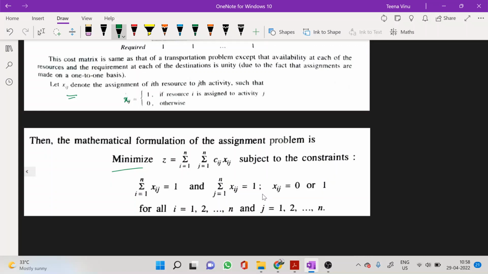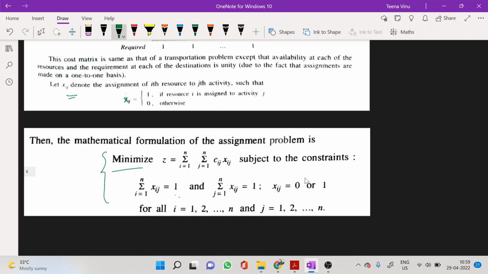Subject to the constraint, sigma i equal to 1 to n, Xij equal to 1. That is, the sum of allotments in a row is equal to 1. Similarly, the sum of allotments in a column, sigma j equal to 1 to n, Xij, that is also equal to 1. Xij is equal to 0 or 1, and this holds for all the columns and all the rows. So this is how we frame the assignment problem mathematically.